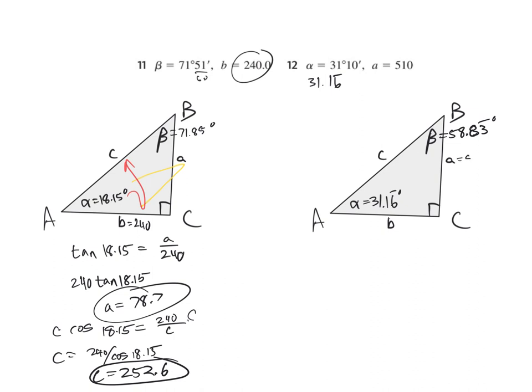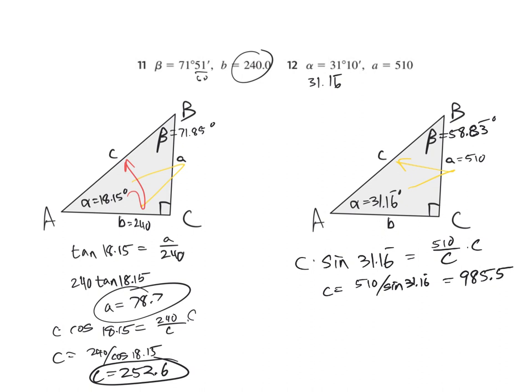A is 510, so let's do the opposite over hypotenuse. Let's get the hypotenuse. So sine of 31.16 repeating is equal to the opposite leg over the hypotenuse, multiplied by C and then divide. So 510 divided by the sine of 31.16 repeating. That's 985.5. Okay, makes sense. If A is 510, C is 985.